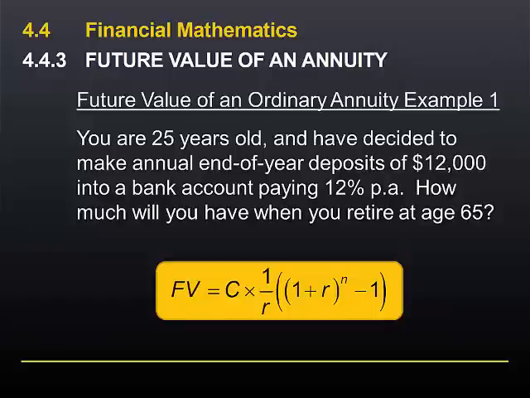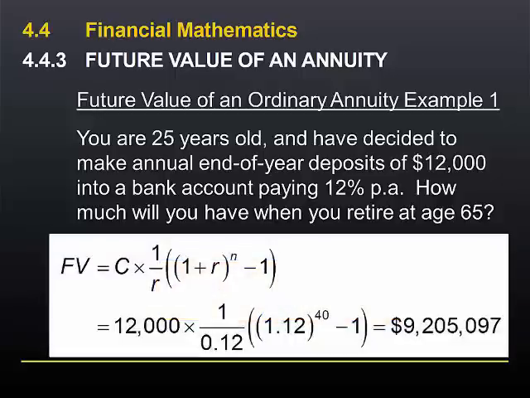See if you can work out the future value of this series of cash flows. The answer is just over $9.2 million. By the way, this is once again an example of the power of compounding. The number of actual dollars that have been deposited is only 480,000, less than $500,000. But the power of compound interest over 40 years increases the retirement benefit to over $9 million.